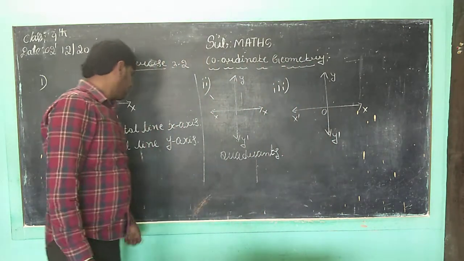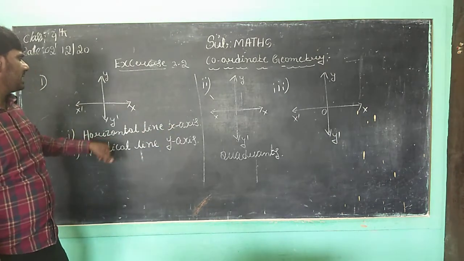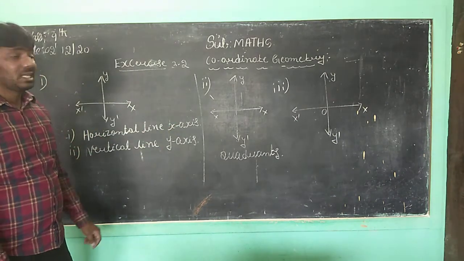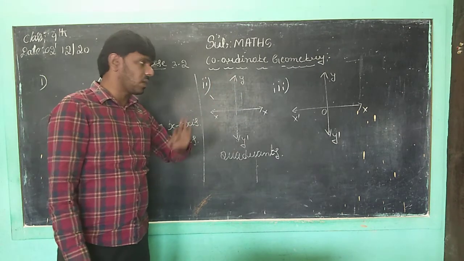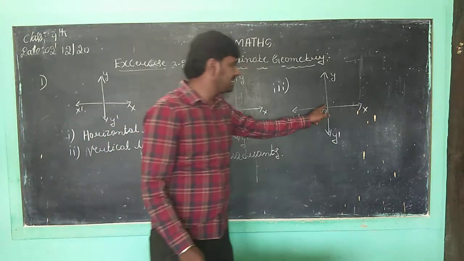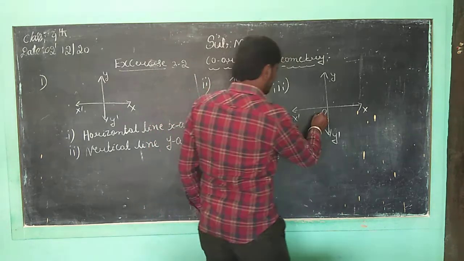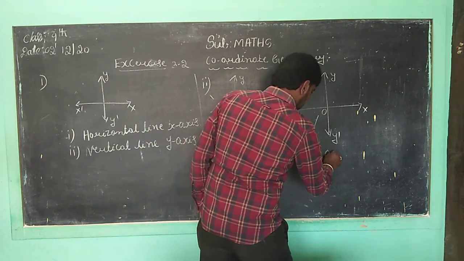Correct, students? First is horizontal line is x-axis and vertical line is y-axis. These lines formed each part we can call 4 parts, that is quadrant. And these two lines intersect at O. That is we can call what is that, children? Answer is origin.